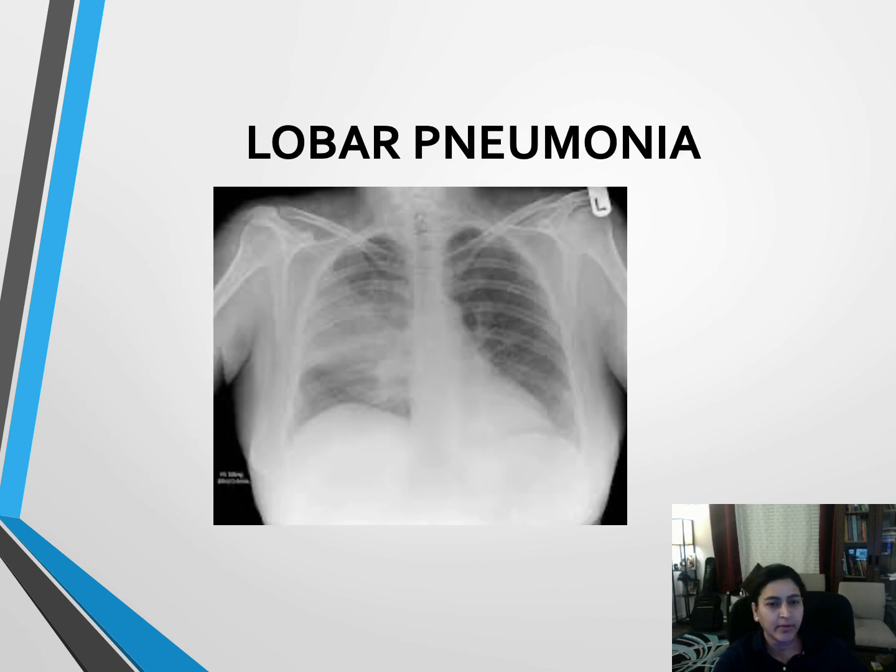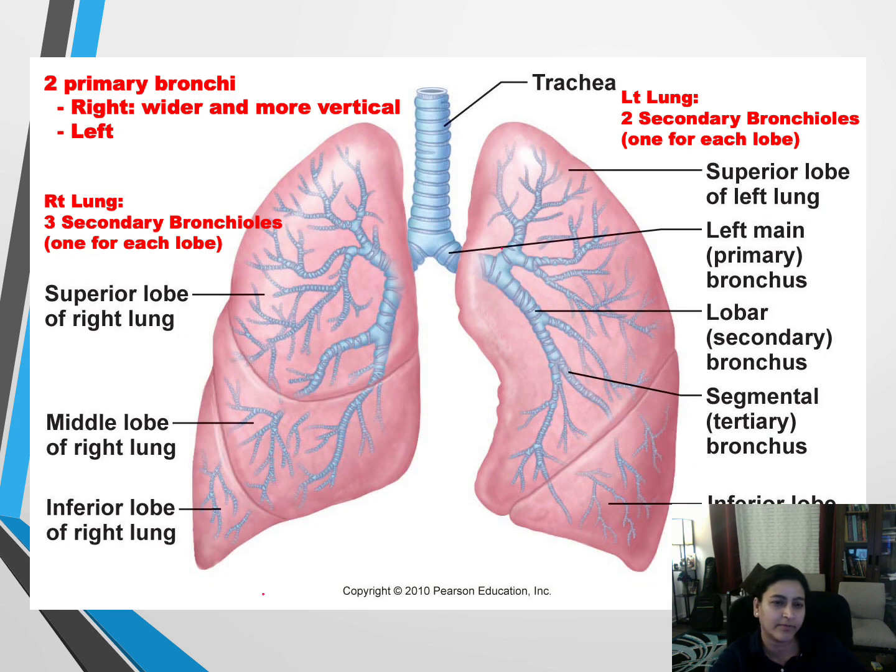Lobar pneumonia: the bronchi branch into primary, secondary and tertiary. The lung has lobes, 3 lobes on the right side. If you look at the anatomical features, this is the right lung. It has 3 lobes, superior, middle and inferior, and the left one has 2, separated by these fissures. When the bronchus bifurcates at the carina and enters the lung, right here, this is the lobar or secondary bronchus.